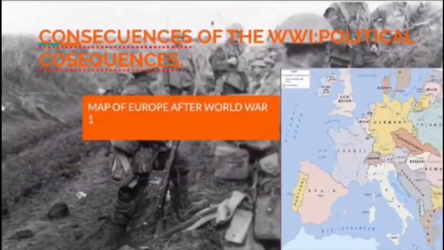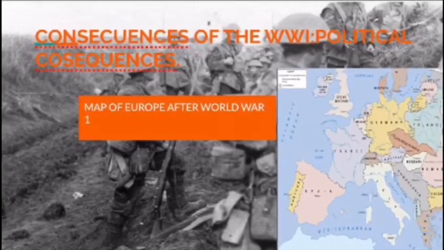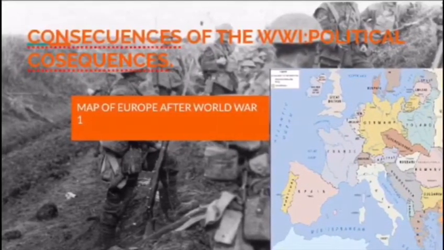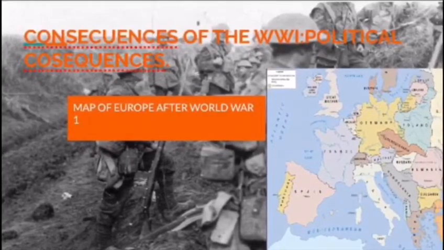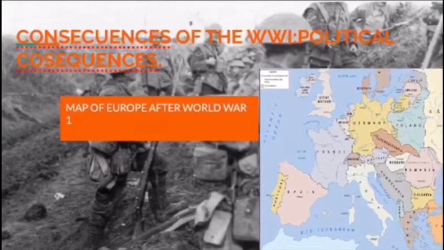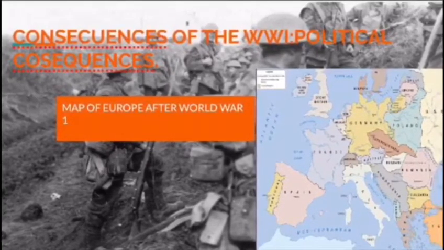World War I. Political consequences. World War I brought an end to 4 monarchies. Tsar Nicholas II of Russia, Kaiser Wilhelm of Germany, Emperor Charles of Austria, and the Sultan of the Ottoman Empire had to step down. New countries were created out of all empires.